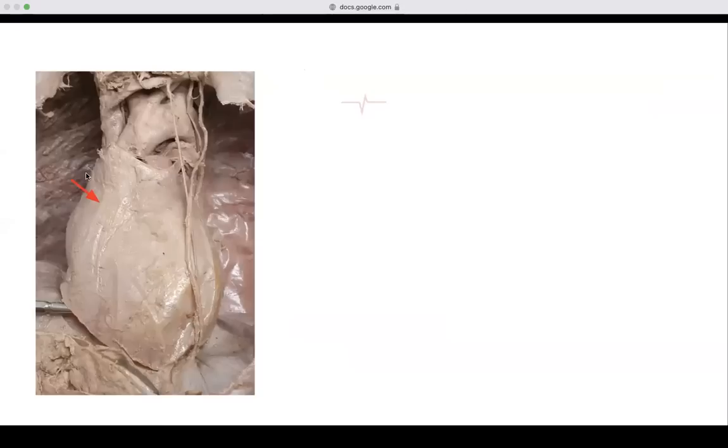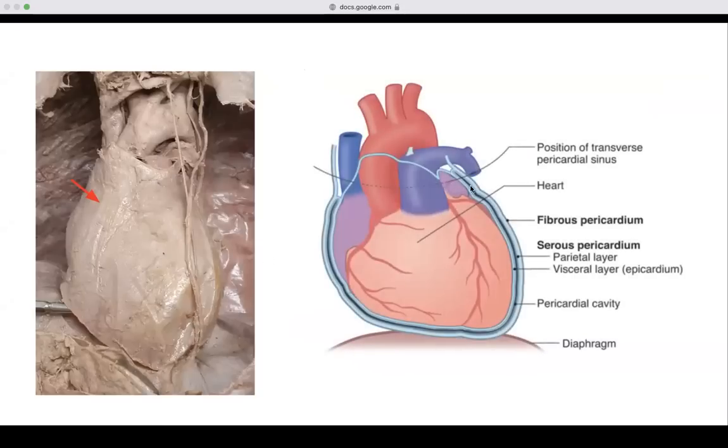The parietal one, I'll show you in this next picture. You can see the fibrous goes all the way up. The parietal is on the inner side and it bends down like a balloon, on the inner side of the fibrous. So the fibrous is the one you see here, the one that extends all the way up to the vessels. Parietal is directly underneath it, and the visceral you can't see, it's stuck to the heart.